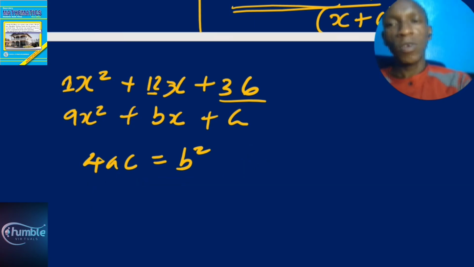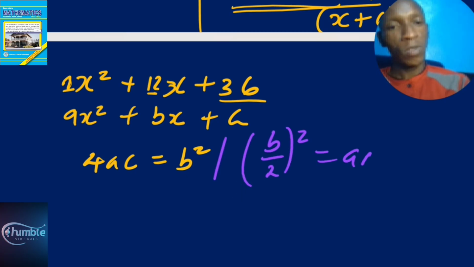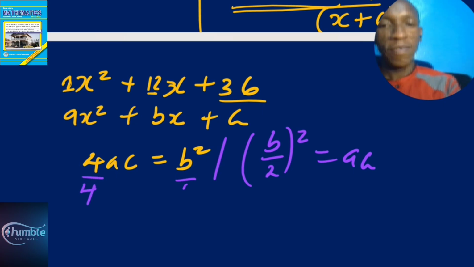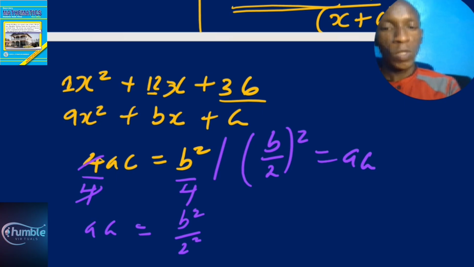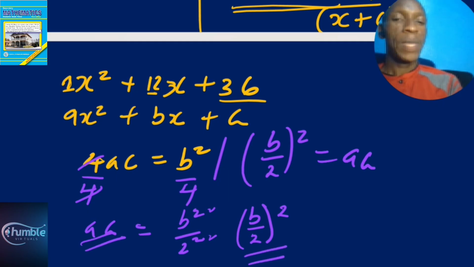Now the same rule can be written as (b over 2) squared is equal to ac. And how is this realized? If you divide both sides by 4, you end up with ac equal to b squared over 4. And 4 can be written as 2 squared. So you see that the square is common on both numerator and denominator. So we can have b over 2 and then square everything once. That's how ac is now going to be equal to (b over 2) squared.